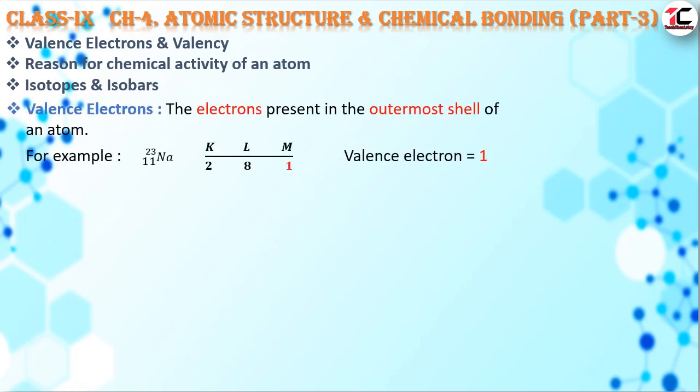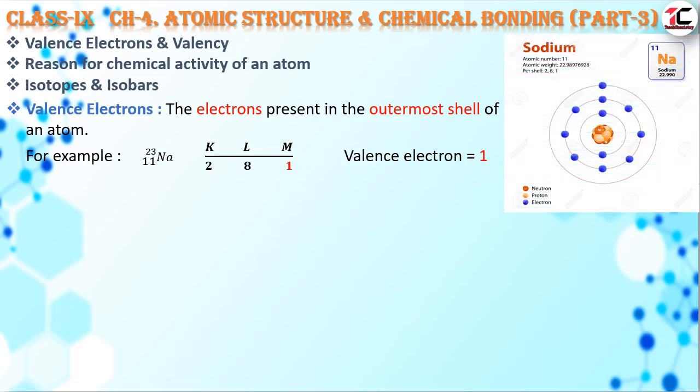What are valence electrons? They are the electrons present in the outermost shell of an atom. For example, if we take sodium, its atomic number is 11, so its electronic configuration is 2, 8, 1. Here one electron is in the M shell, that is the outermost shell, so the valence electron is 1.